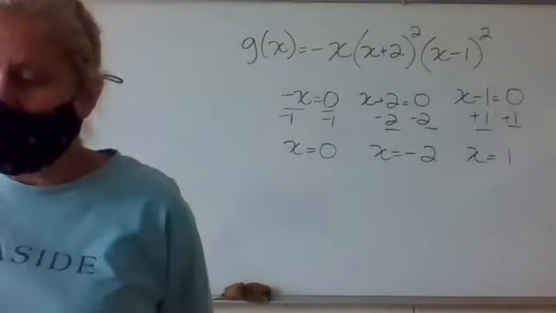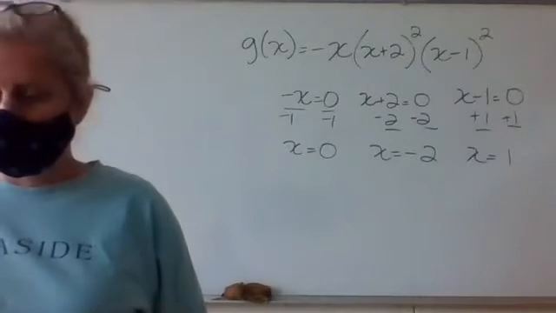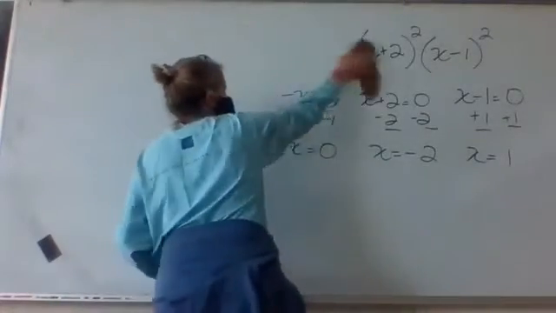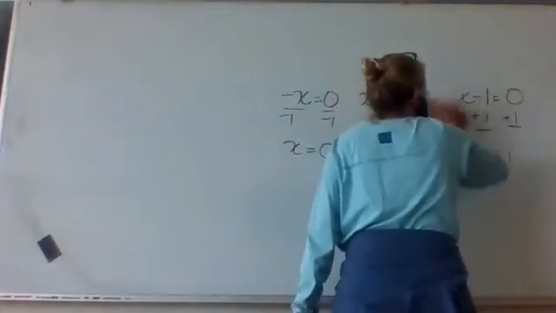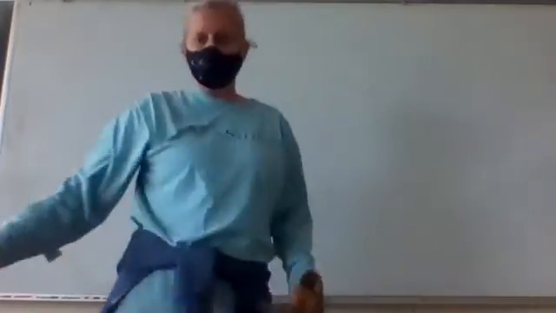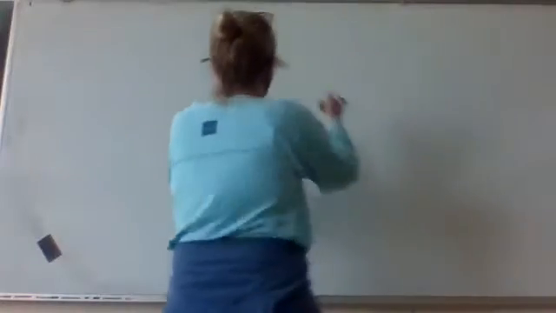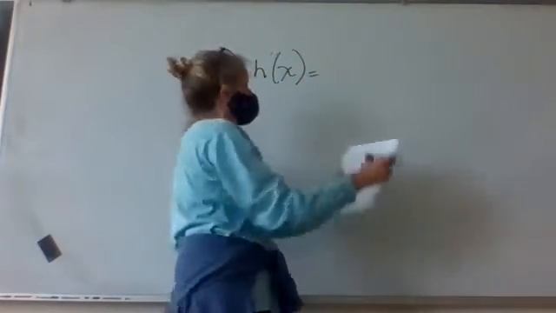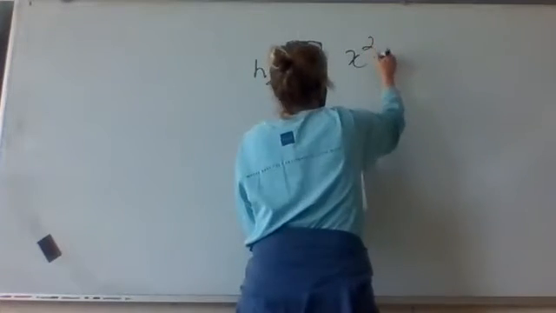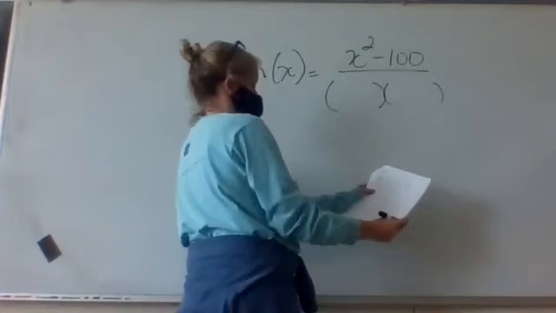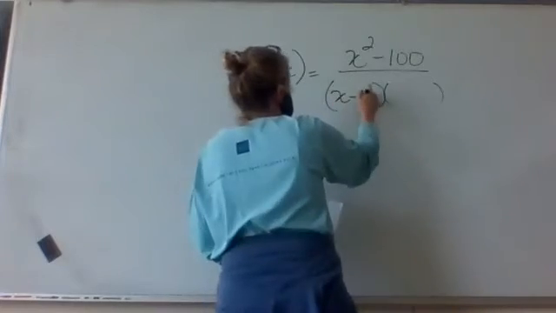Okay, number 17. Find the vertical asymptotes. Remember where vertical asymptotes come from. They are created by the zeros of the denominator that are not also zeros of the numerator. So our function is this: h of x equals x squared minus 100 over (x minus 2)(x plus 7).